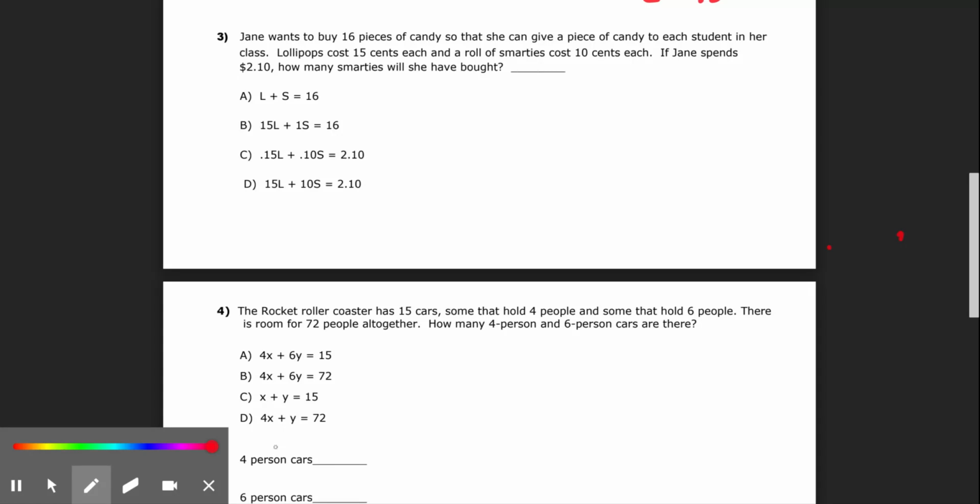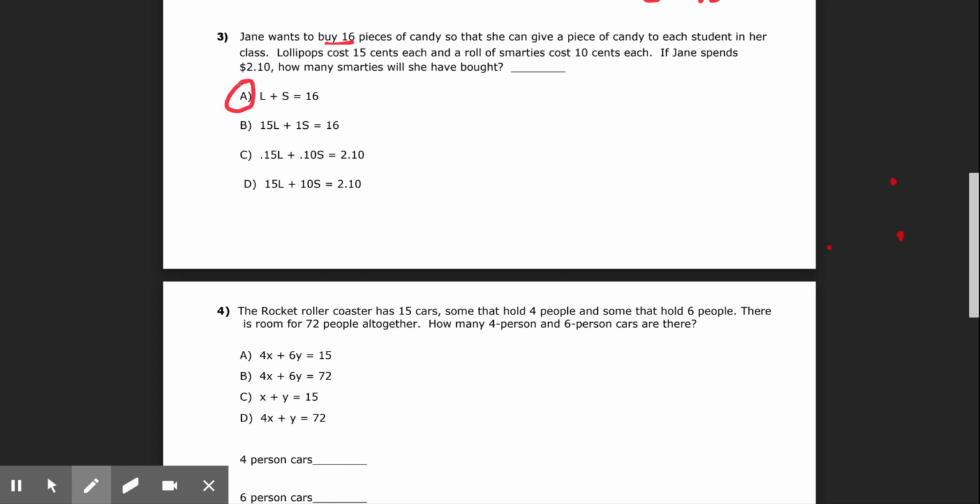Now on problem 3, it says that Jane wants to buy 16 pieces of candy so that she can give a piece of candy to each student in her class. Lollipops cost 15 cents each, and a roll of Smarties costs 10 cents each. If Jane spends $2.10, how many Smarties will she have bought? All right, so first of all, the hidden equation is going to be 16 total pieces. So we've got the lollipops plus the Smarties is equal to a total of 16. So that's going to be letter A.